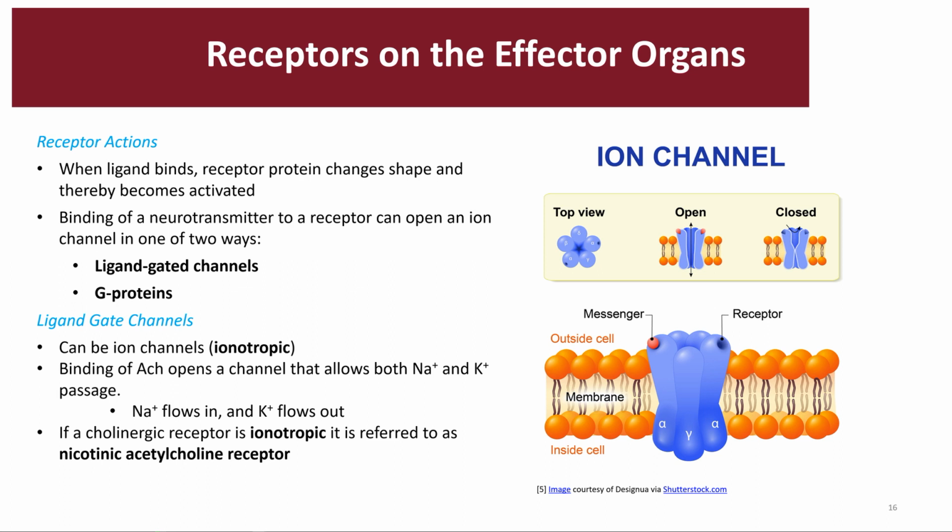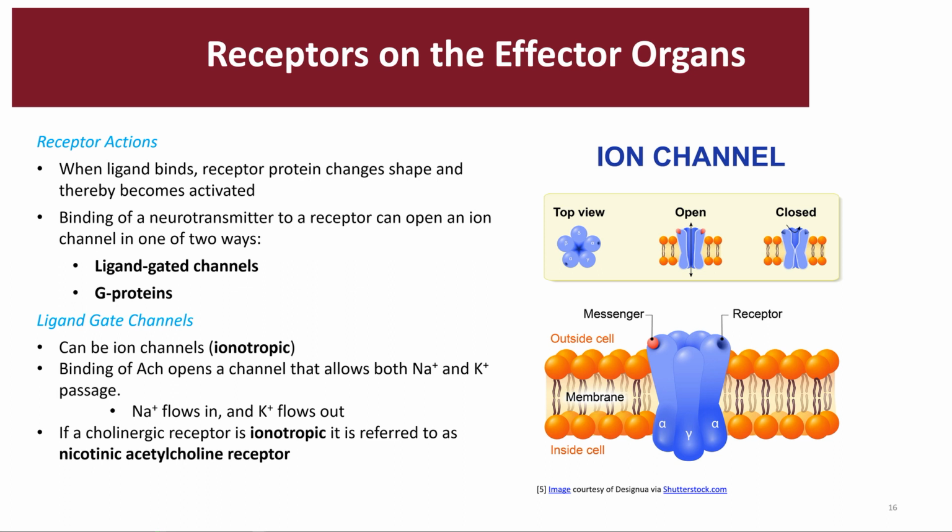The receptor's action: when a ligand binds to a receptor, the protein begins to go through a conformational change in shape, thereby allowing it to become activated. The binding of a neurotransmitter can open an ion channel in one of two ways. The first way is what we call a ligand-gated channel. This involves the receptor being a channel. When it binds to the signal, it will open up the door, allowing an ion to rush in based on diffusion.